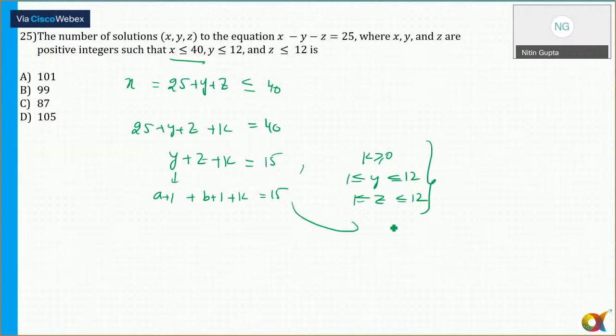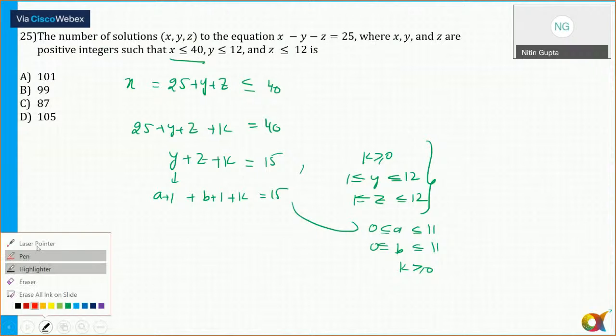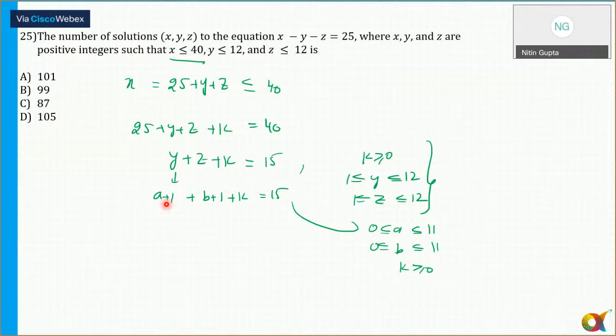And now a lies in the range 0 to 11. b is also lying in the range 0 to 11. And k is simply greater than or equal to 0. Why? Because remember, with y equal to a plus 1, even if a is equal to 0, y is equal to 1. And the maximum value a can take is 11, because 11 plus 1 is 12. I can't take a equal to 12, because y maximum is 12.